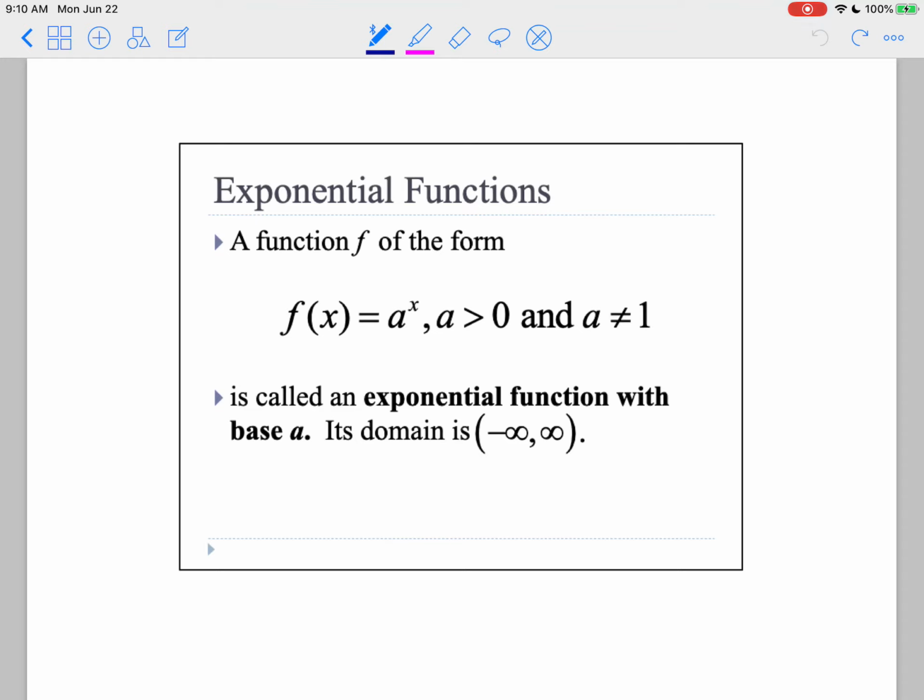So this is an exponential function with base a. So the base is a in this case. It's the thing that's being raised to the exponent. And all exponential functions have a domain of all real numbers.